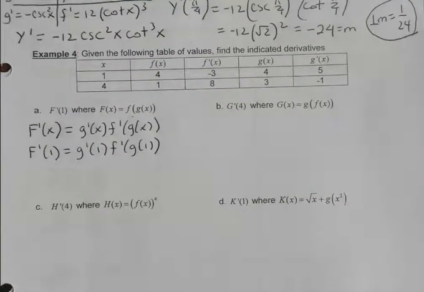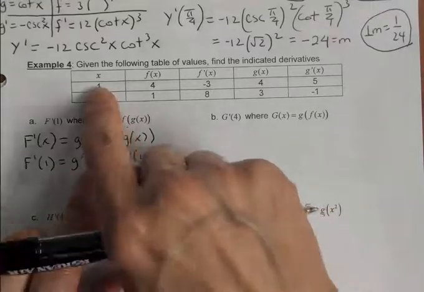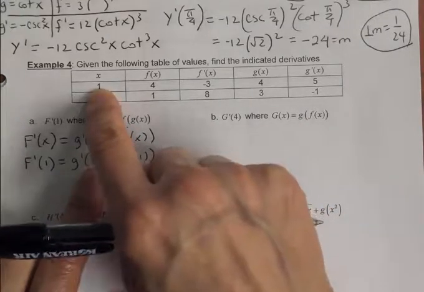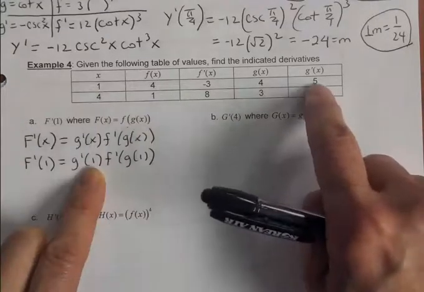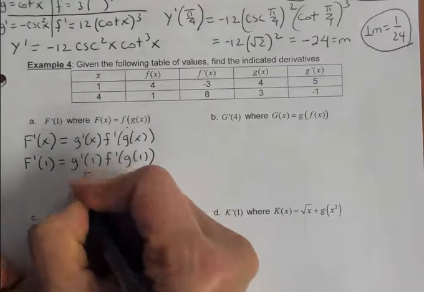Okay, and then you just need to read it off the chart. So what is g prime of 1? I go to x equals 1 right here, and then I go to my g prime, so it'll be 5 right there. So this part here is going to be my 5.